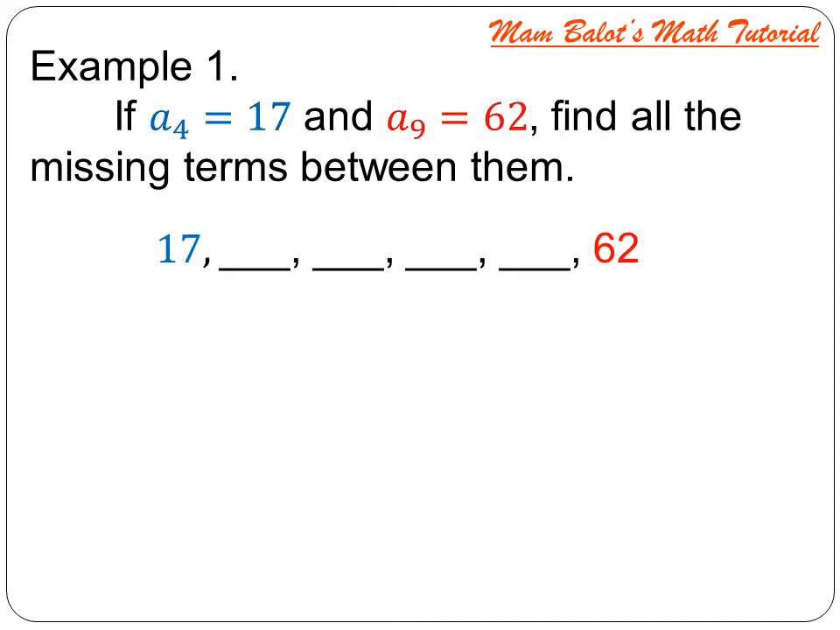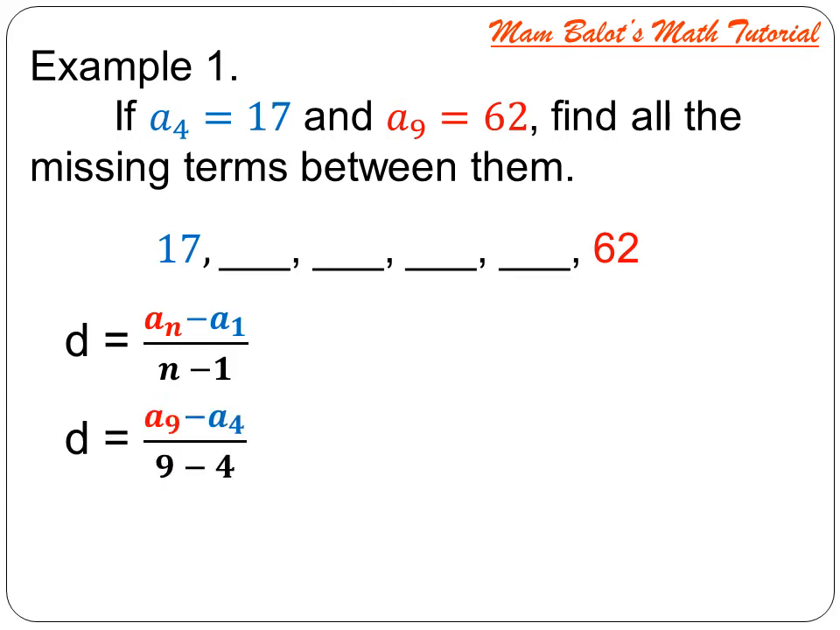So from this, we have to insert 4 terms between 17 and 62 since 17 is the 4th term and 62 is the 9th term. And we will be using the formula of the common difference, which is D is equal to A sub n minus A sub 1 over n minus 1. But instead of using A sub 1, we will use A sub 4 since A sub 4 is the given term of this example. So the formula now becomes D is equal to A sub 9 minus A sub 4 over 9 minus 4.